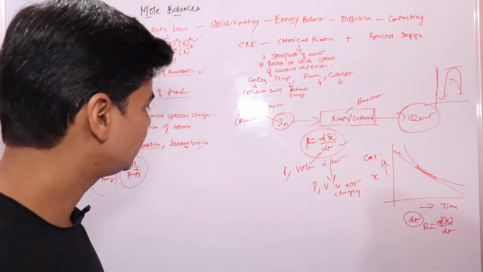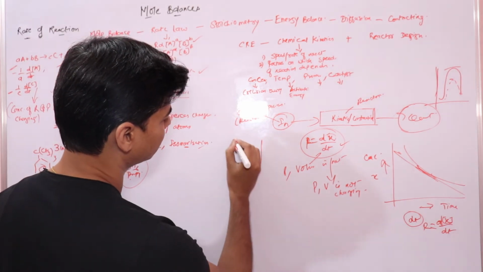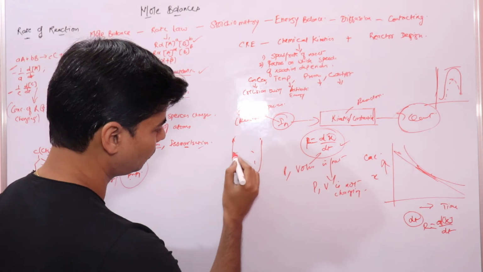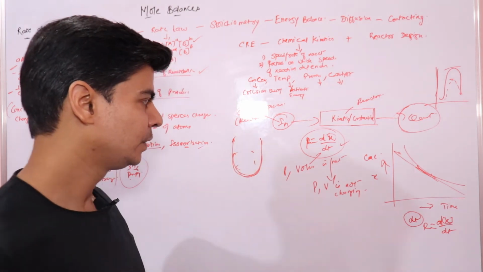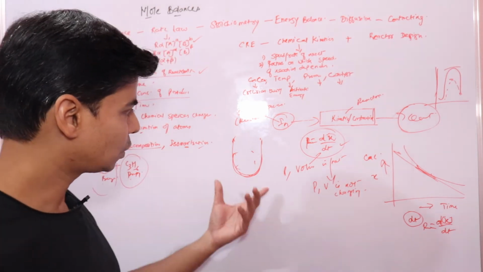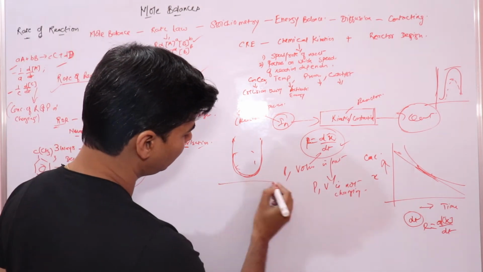So there is only one type of reactor where volume doesn't change. It's your batch reactor, this kind of a container tank where the reaction will take place. Here volume will remain the same. So this equation is true only for batch reactors. This is not true for your continuous flow.